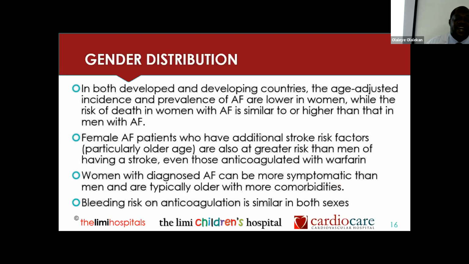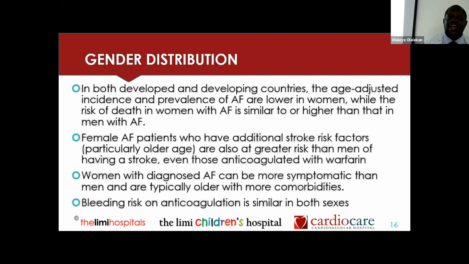And going by gender, it is commoner in male compared to female. But the risk of death is similar in both gender. Being female is an additional risk factor for development of stroke in patients with atrial fibrillation.